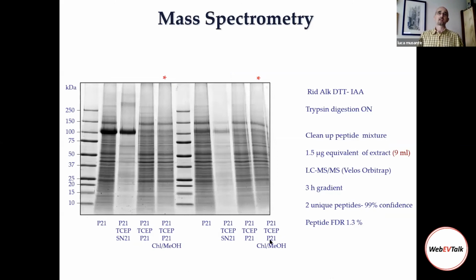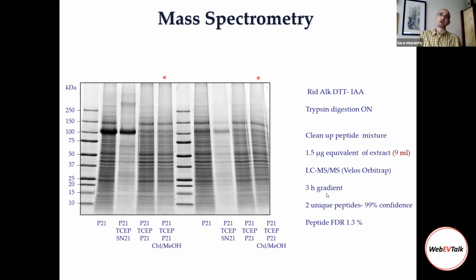For the mass spectrometry analysis, we provide our core facility with the delipidated samples, and this is a duplicate. This is a gel that we ran as a qualitative control, just to know what we provide to the MS facility. We started from 9 milliliters of urine to obtain this pattern and to have at least 1.52 microgram equivalent of protein to digest with trypsin.